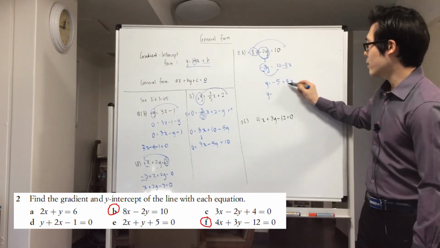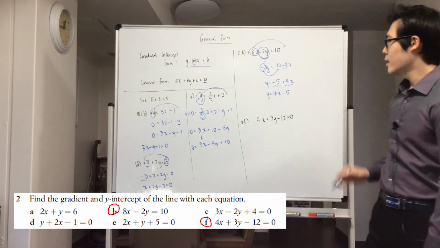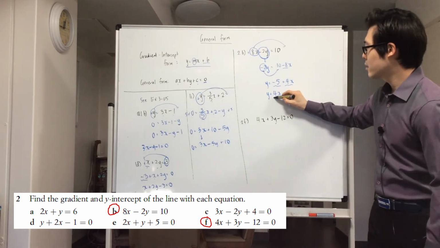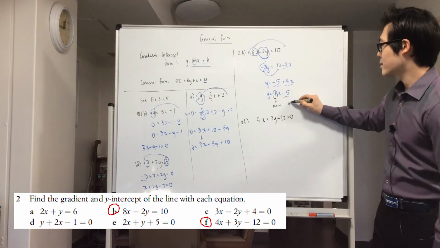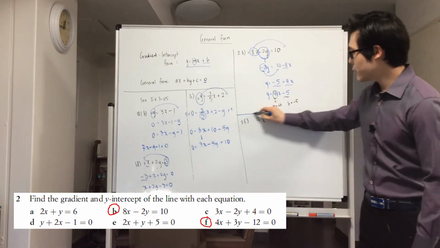So if I rewrite it, remember x comes first and then the constant term second. So once you've set it out like that, as you can clearly see here, the gradient is 4 and the y-intercept is minus 5. Okay, so this is how you would do this question. Let's do the same thing with this one.